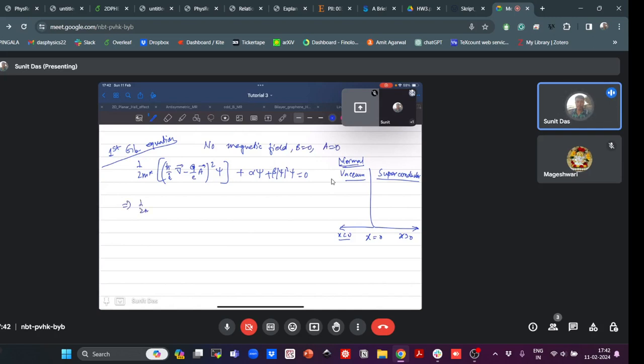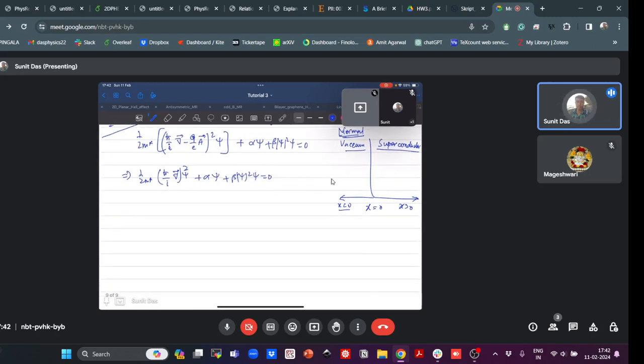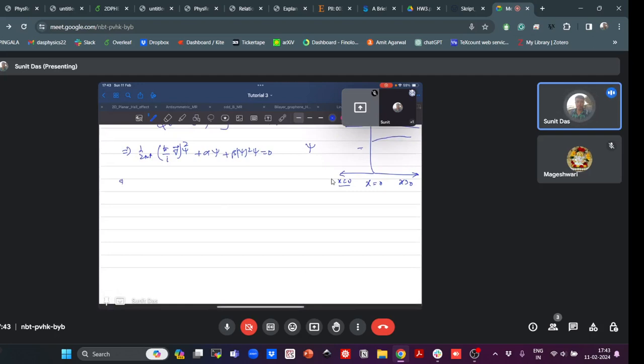So this will give us 1 by 2m star h bar square, grad square psi plus alpha psi plus beta psi mod psi square psi equal to 0. So we are interested in how psi behaves in this case. In the superconducting case it was like this. So in vacuum how will this behave? It will directly drop to 0, or it will have some finite decay length. We'll quantitatively find that.